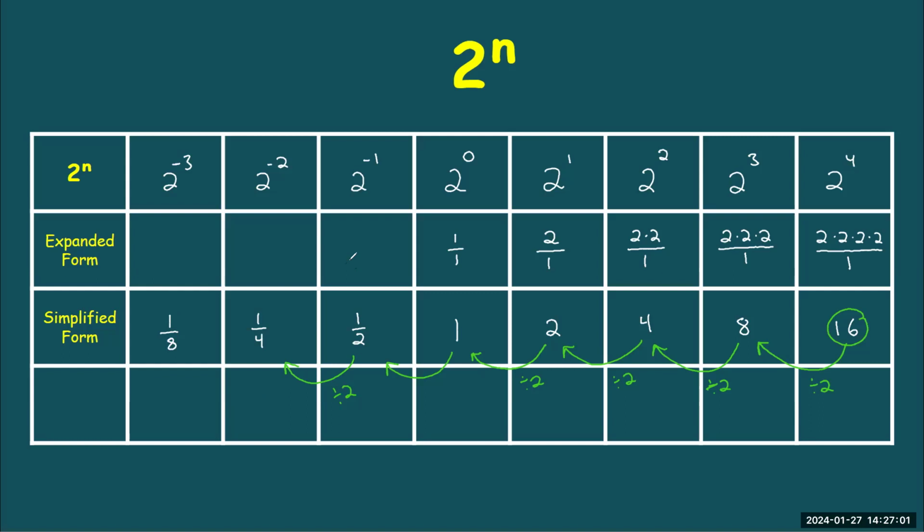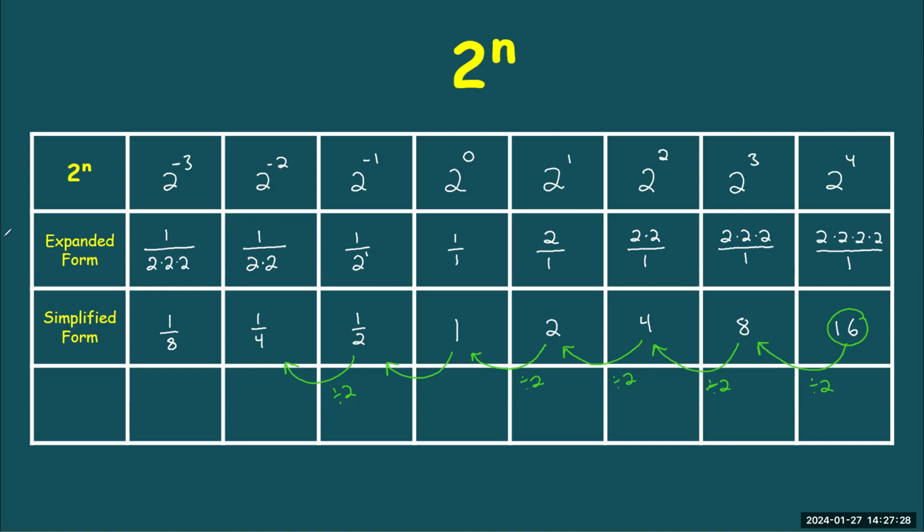Now, in our expanded form, we're still going to have our fractions. It'll be 1 over 2 to the power of 1. When we look at 2 to the power of -2, it's going to be a numerator of 1 and 2 times 2 as our denominator. And our expanded form for 2 to the power of -3 is a numerator of 1 and a denominator of 2 times 2 times 2.